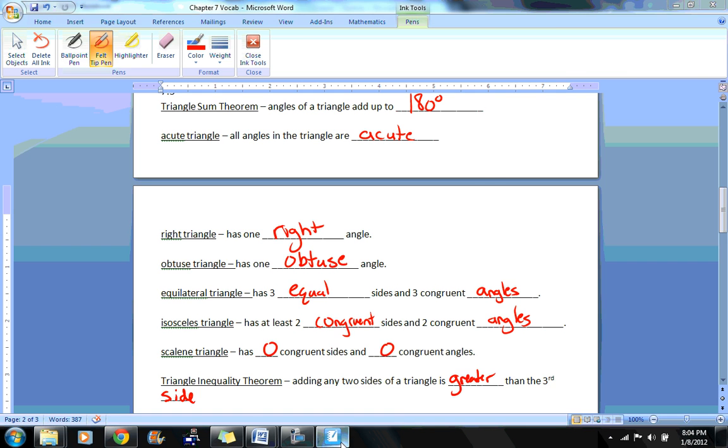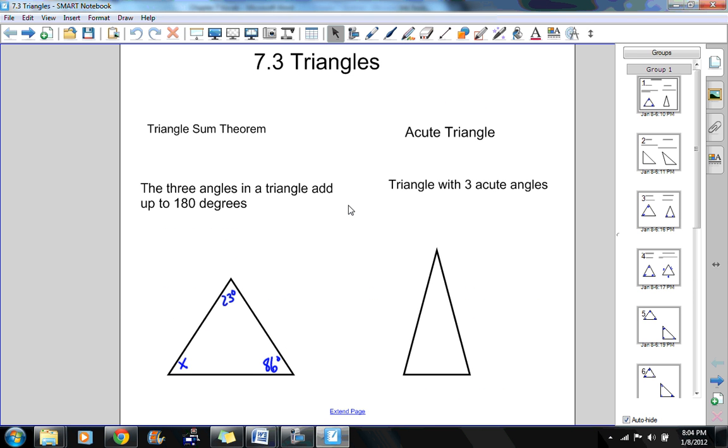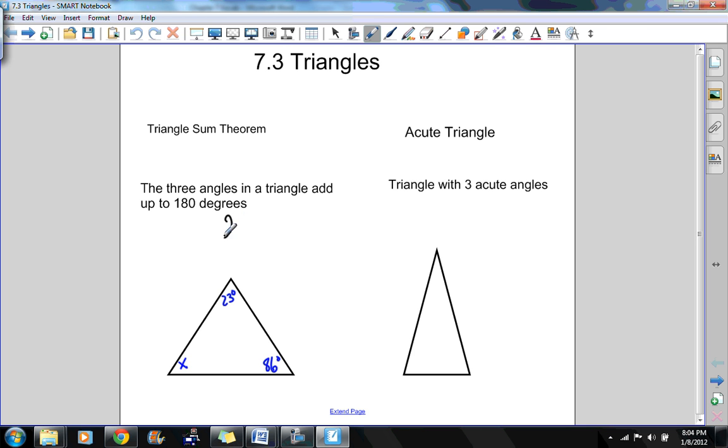Alrighty, so let's take a gander. Triangle sum theorem, which means the three angles in a triangle add up to 180 degrees, which is what we just talked about. Meaning, if we wanted to find the value of x, we can simply add 23 and 86 together, which gives us 109. And we know that all three angles are equal to 180. So if we did 180 minus 109, it would give us 71 degrees, which is the value of x. Okay, triangle sum theorem. All three angles in a triangle add up to 180 degrees.